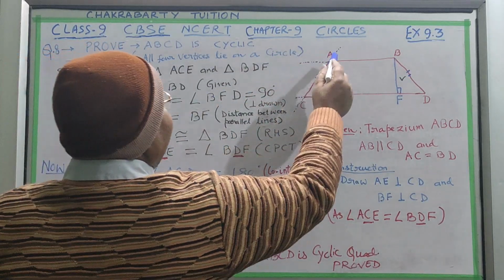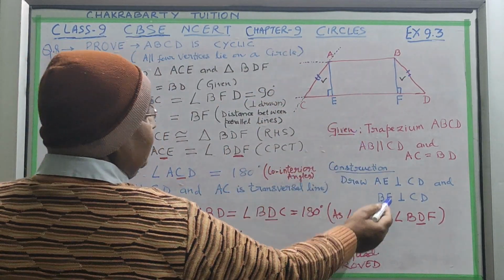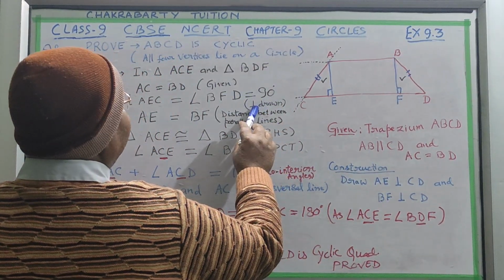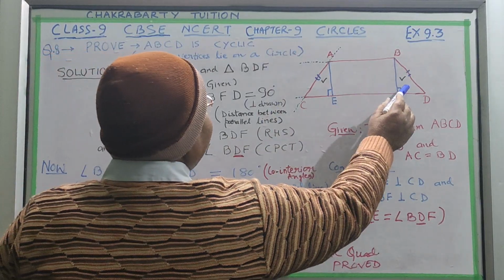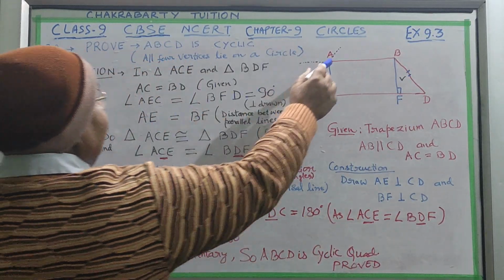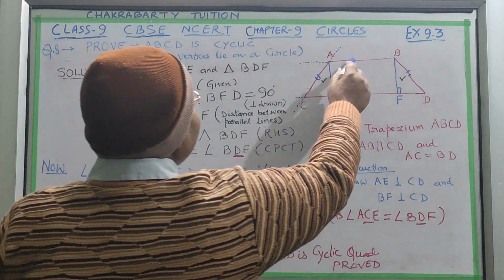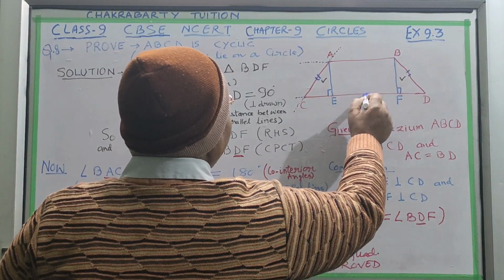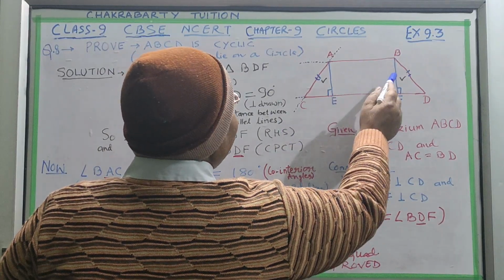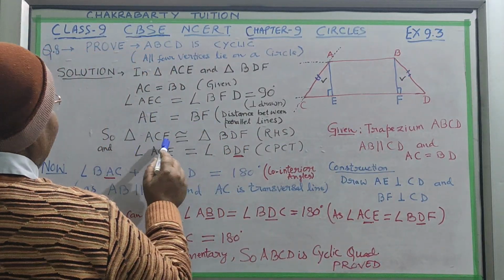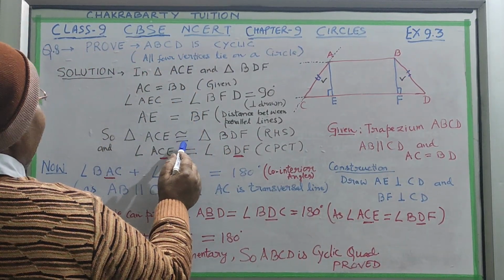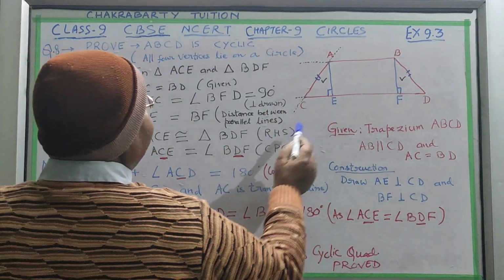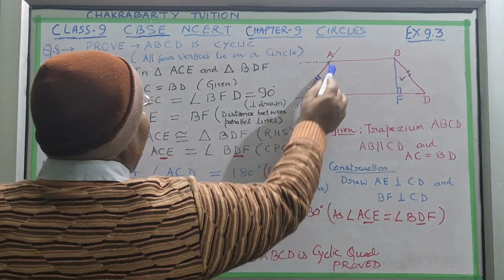Angle AEC is 90 degrees because we have constructed a perpendicular, and angle BFD is equal to 90 degrees because the perpendicular is drawn. And AE and BF are the distance between parallel lines. AB is parallel to CD, so the distance from here to here will be equal. It means AE and BF will be equal. So triangle ACE will be congruent to triangle BDF, and the criterion will be right angle, hypotenuse, and one side.